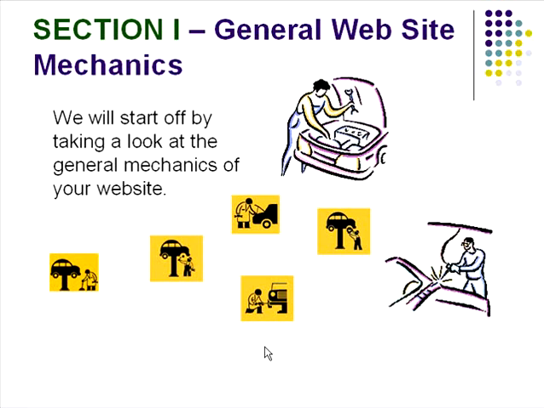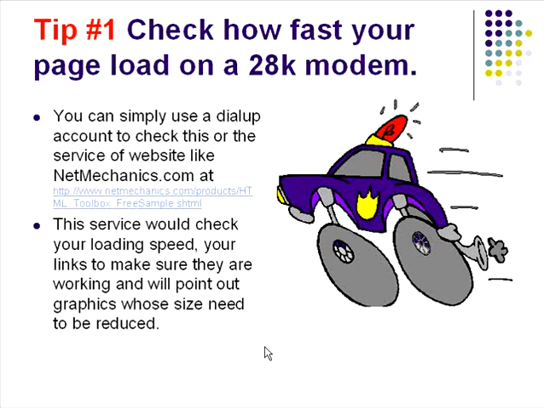Now, first, we're going to take a look at the general website mechanics. We're going to start off by looking at the real physical aspects of your website, the changes that you can make in order to improve the conversion rate. So, tip number one is that you need to check how fast your page loads on a 28K modem.